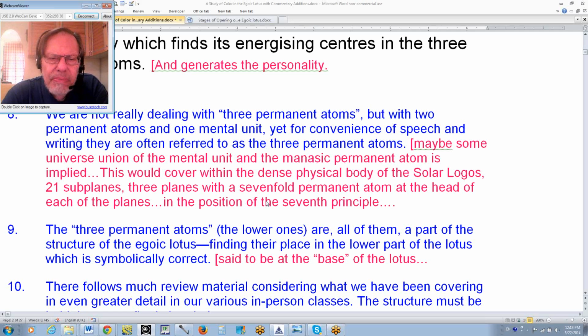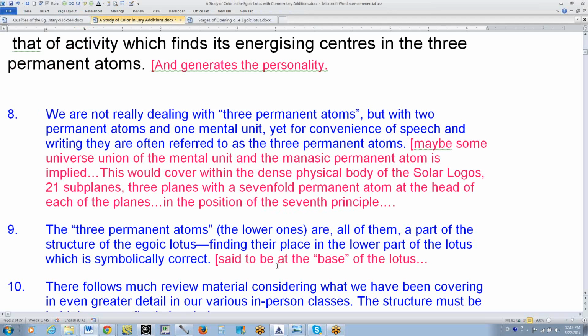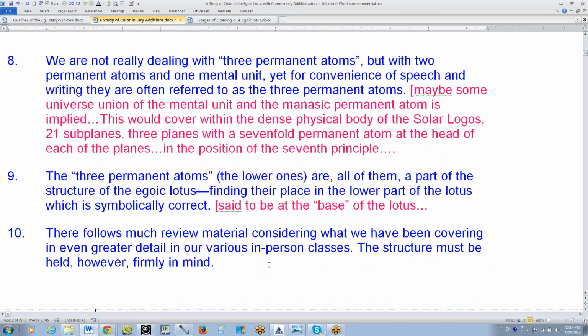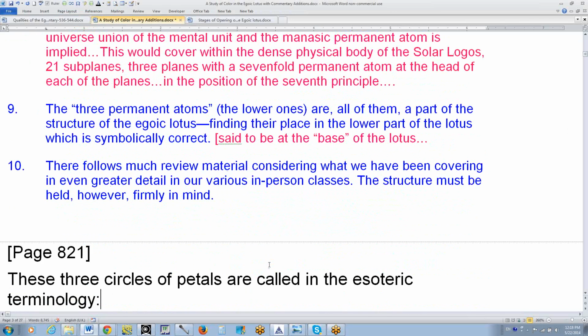So there follows here much review material, considering what we have been covering in even greater detail in our various classes and also in the commentaries. The structure, but new material is given, interestingly enough. The structure must be held, however, firmly in mind.